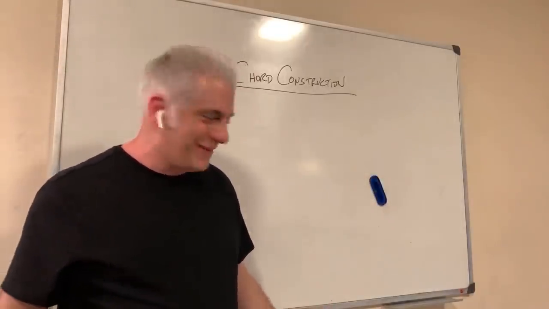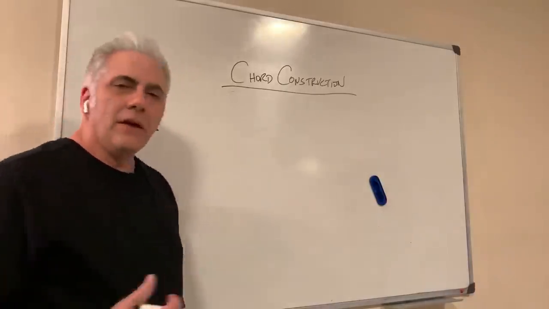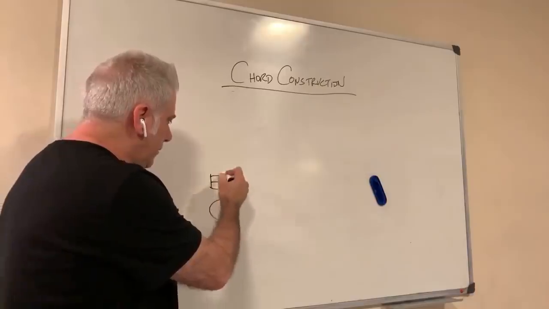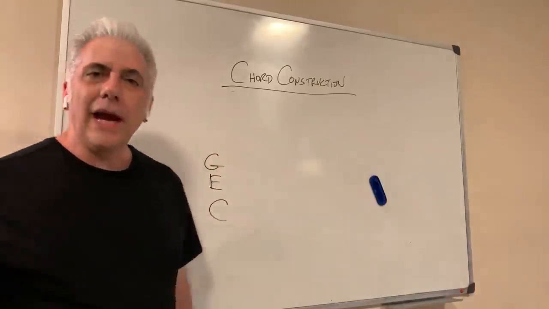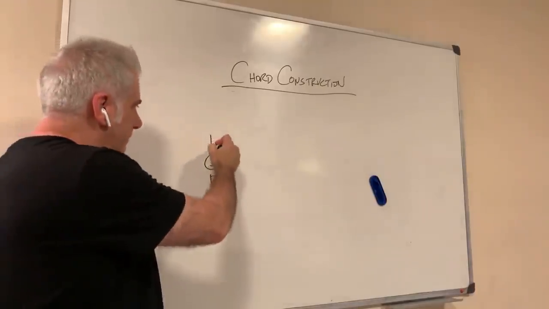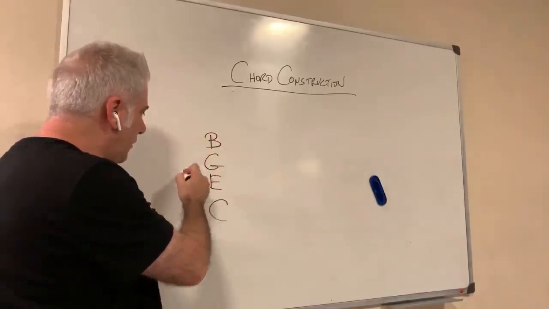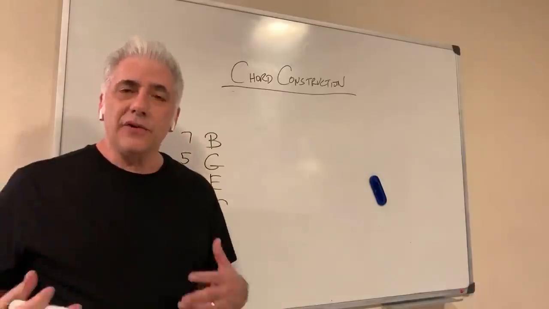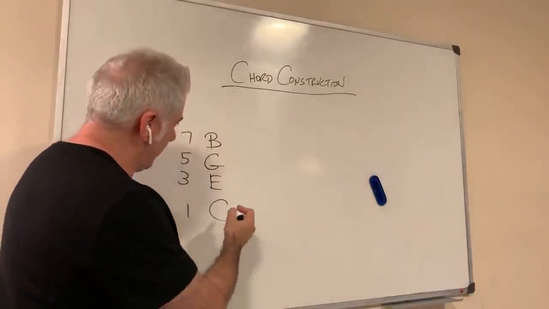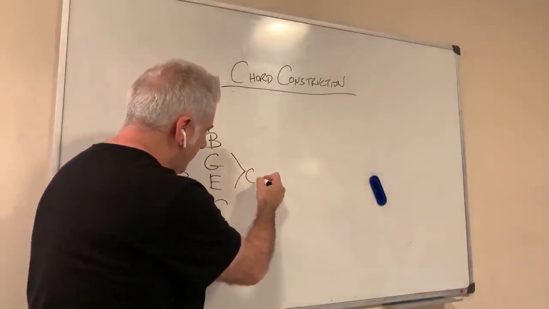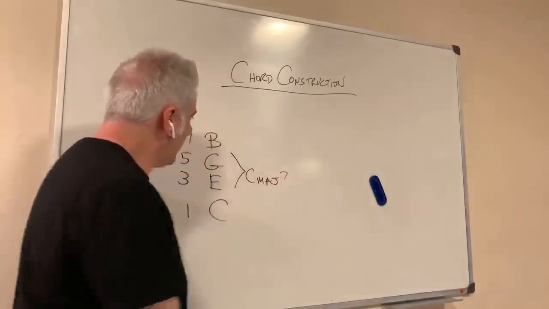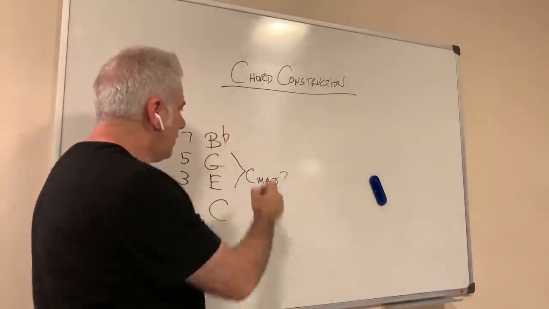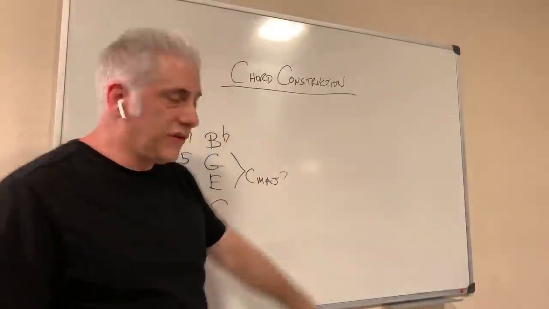Is that ridiculous? Okay. So I'm going to build a C major triad. C, E, G. Okay, I'm going to put the seventh on it. B. So this is 1, 3, 5, 7. Okay, now, so this would be a C major seventh right here. If I change this B to a B flat, we call that just a C7.